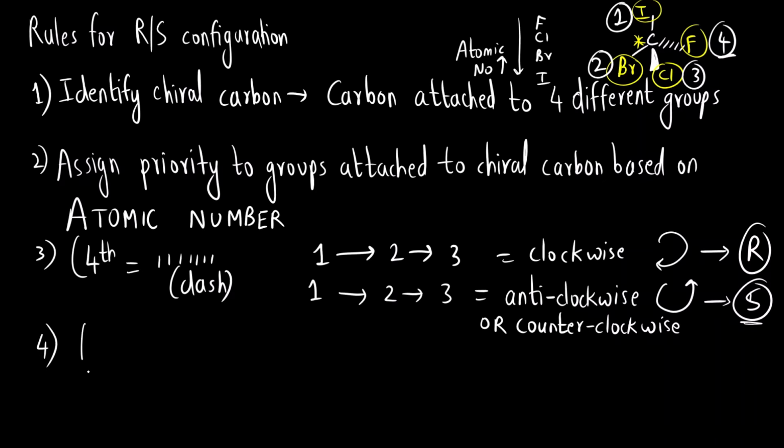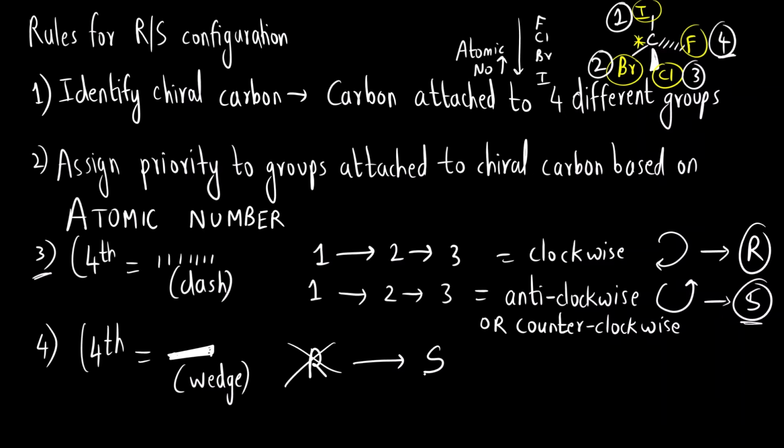Now the fourth important rule is if the fourth priority group is present on the wedge bond. Then first you follow rule number 3. Suppose you have got the answer as R, and then you check the fourth priority group. If it is on the wedge bond, you will change it and reverse the answer. If it is R, you will make it S, so S will be the correct answer. If by following rule 3 you get the answer as S, and the fourth priority group is on the wedge, you will change it and make it R.